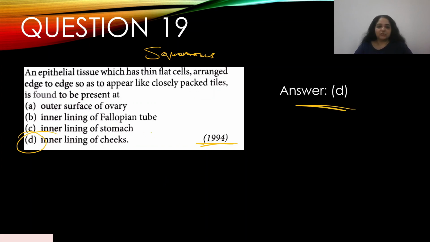It's definitely not found in the outer surface of ovary. Inner lining of fallopian tube has ciliated columnar epithelium. Inner lining of stomach, no, that's again columnar epithelium. It's the inner lining of cheeks with squamous epithelium.